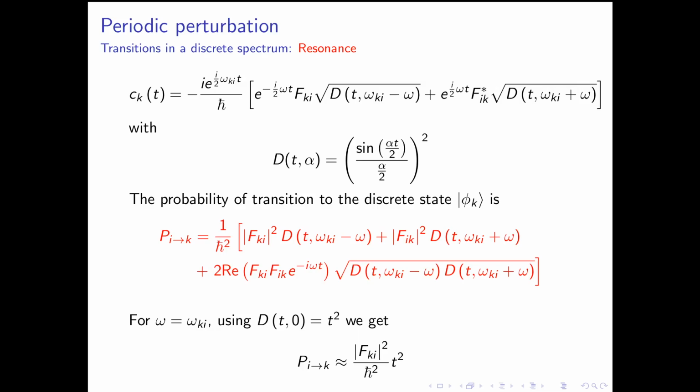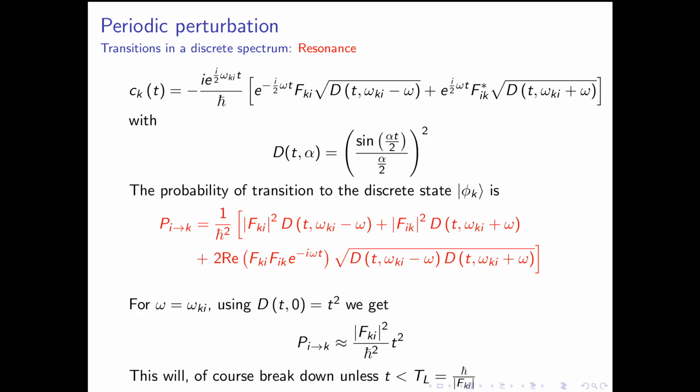Of course, this cannot continue for a long time. This, after all, is a first order perturbation calculation. This will never make sense if the result that you get becomes too big. And as you can easily see, a probability which grows quadratically with time cannot give you the correct result if time becomes too big, because then it would tend to tell you the probability is actually becoming bigger than 1. This will of course break down unless t is less than a threshold time.